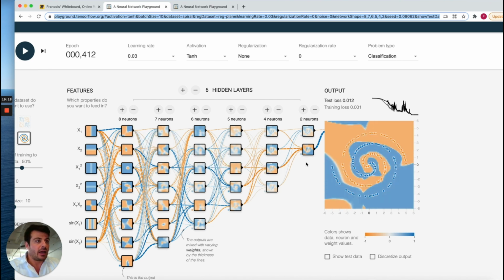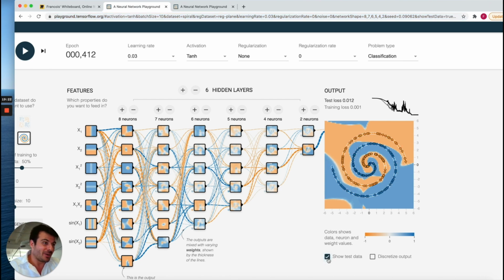Then I added a bunch, and you end up with this. This is about as good as one can hope for in this problem that we're trying to solve. You can see how it generalizes, and you can see that the test loss gets very close to 0, which is great. That means that we're doing great.